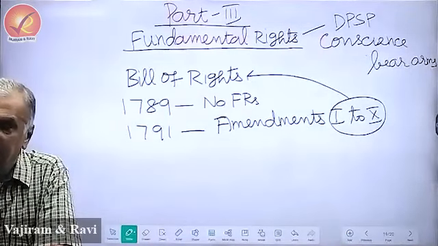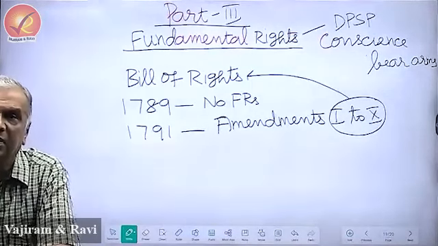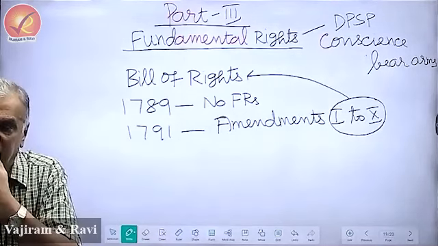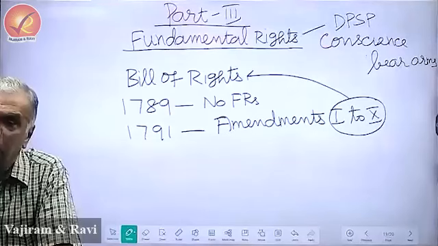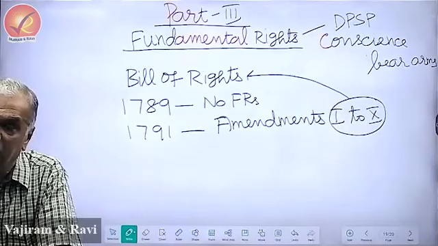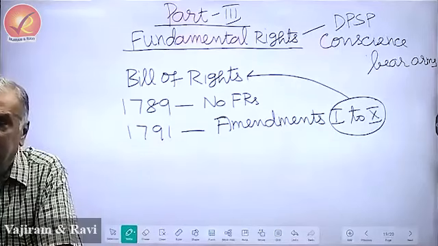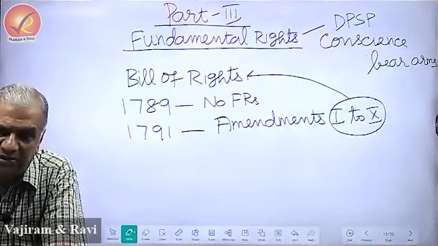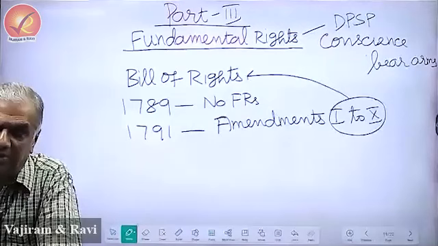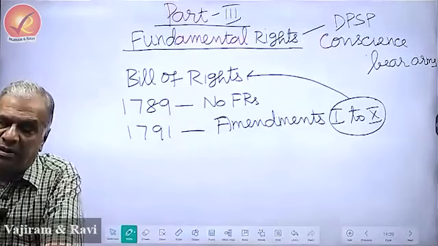The Bill of Rights is the collective name given to the first 10 amendments passed by the US Congress to the Constitution, where these amendments conferred 10 fundamental rights on the individuals. Full stop.